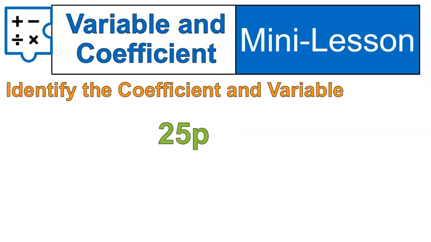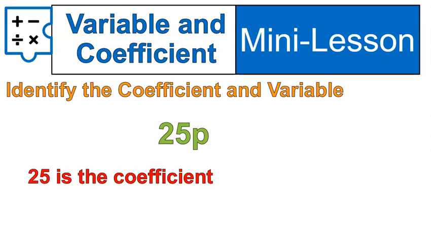Now, let's talk about coefficients and variables real quick. I want you to identify the coefficient and the variable. This is a review from the beginning of our lesson. We've done so much vocabulary, we need to recap it. What's the coefficient and variable? 25 is the coefficient, P is the variable. 25P is our term that has both a coefficient and a variable.